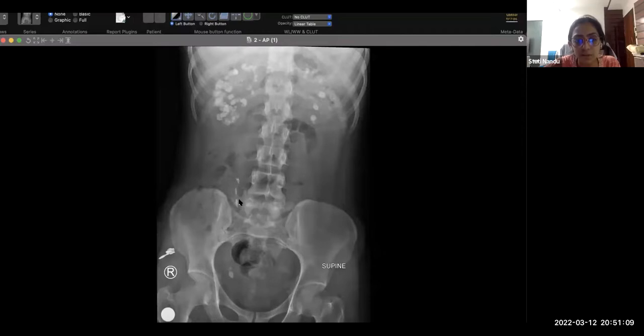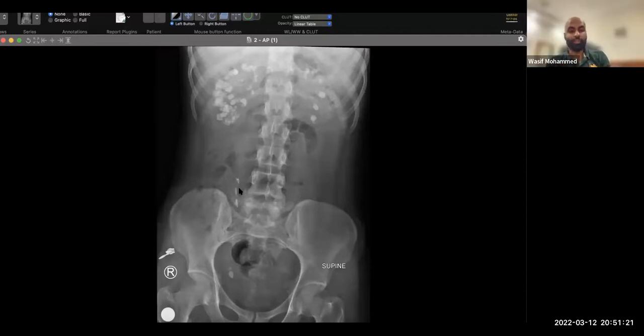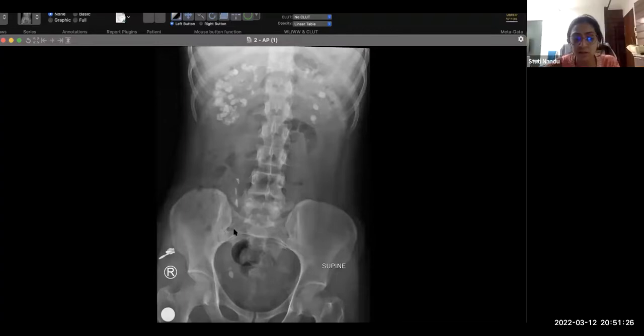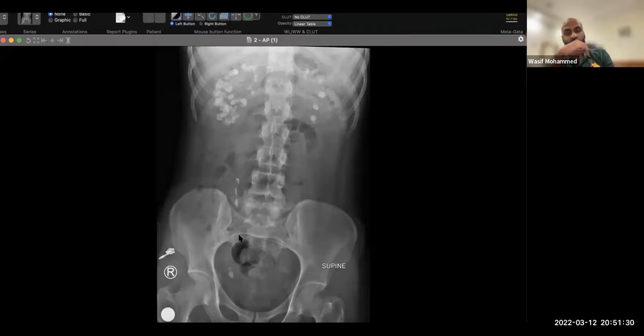There are also some radio-opaque linear and oblong densities seen along the transverse process of the L4 and L5 vertebrae on the right side. So I think you can tell me some renal calculi, the ureteric calculi. Actually, you can ignore the linear opacities for now. Just comment on the rest of the findings.